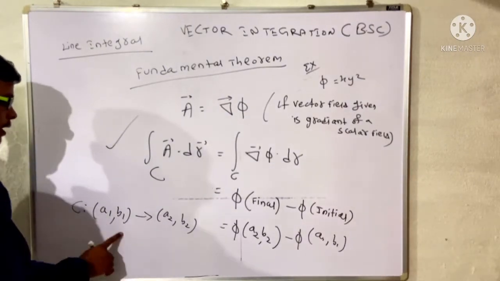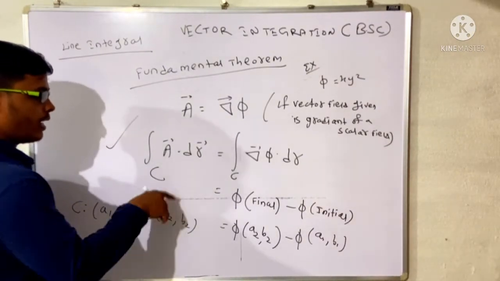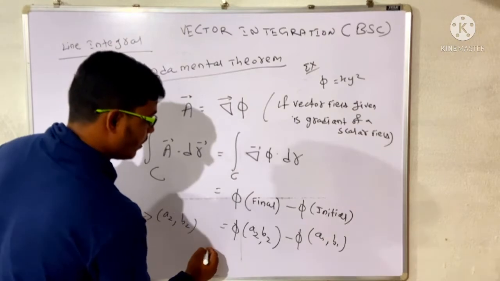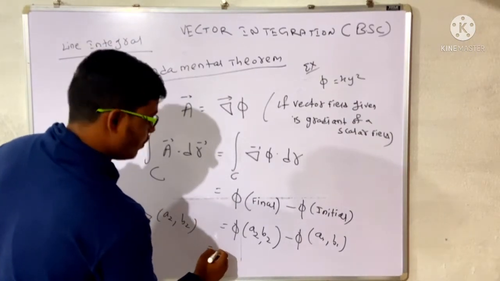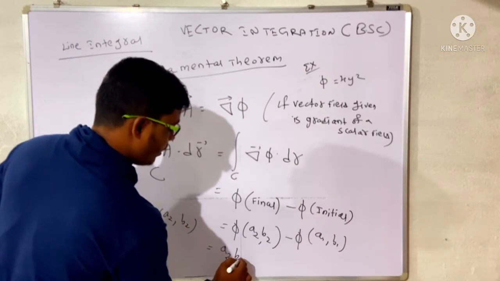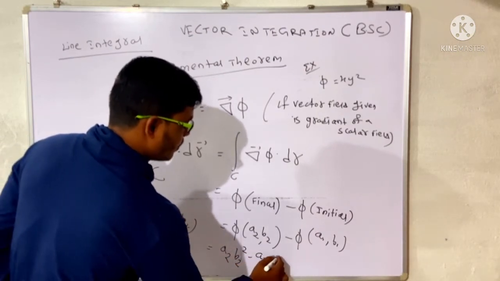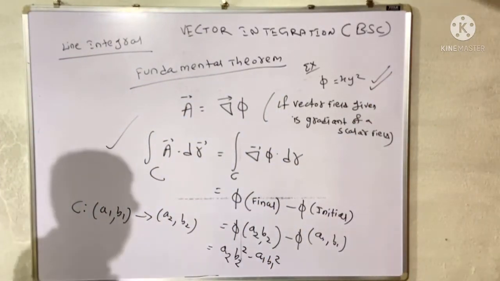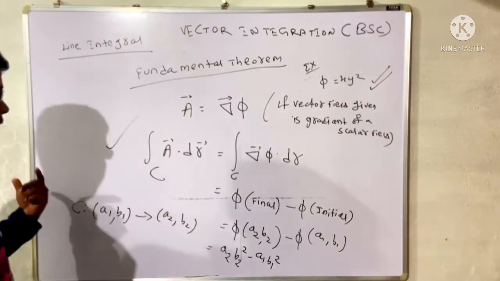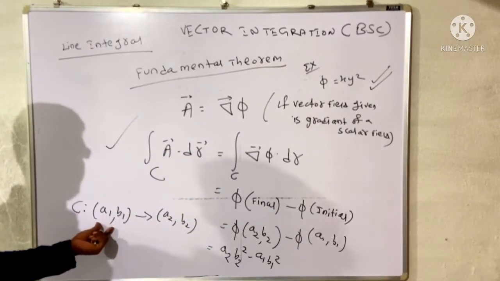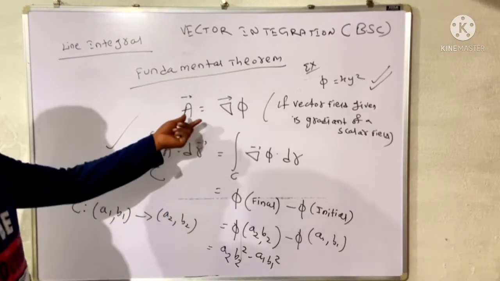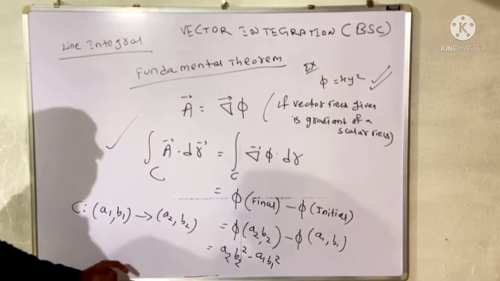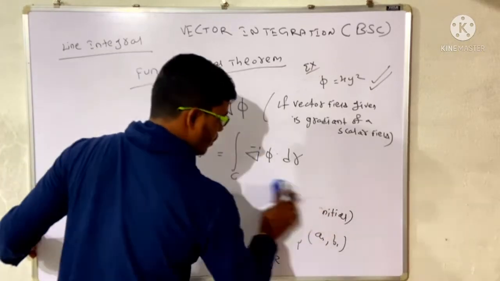So suppose the initial point is a1 b1 and the final point is a2 b2, then your line integral will be phi of the final point minus phi of the initial point. So what is phi of the final point? This is a2 b2 square minus a1 b1 square. Using this example, that will be your final answer. So in this way you can use the fundamental theorem. If the curve starts from one point and ends at another point and the vector field is the gradient of a scalar field, then you can use this fundamental theorem to find the line integral. Okay, we'll solve problems.